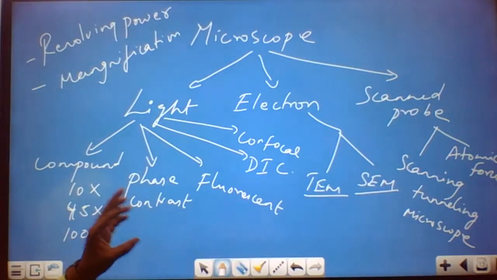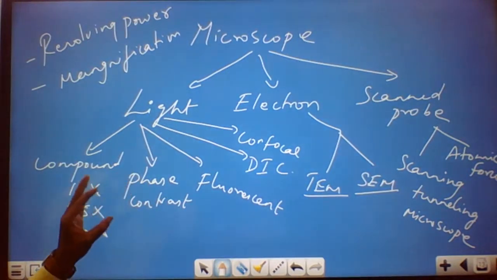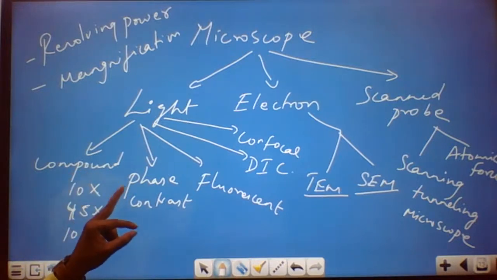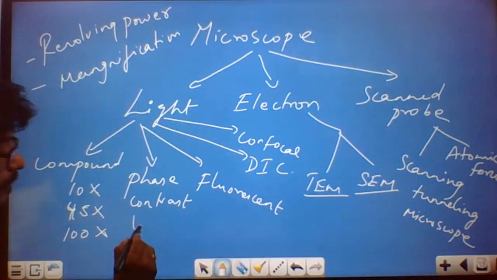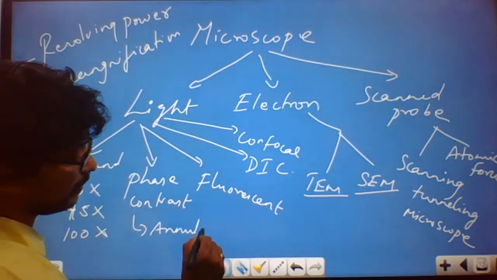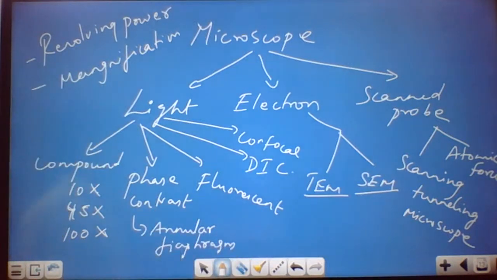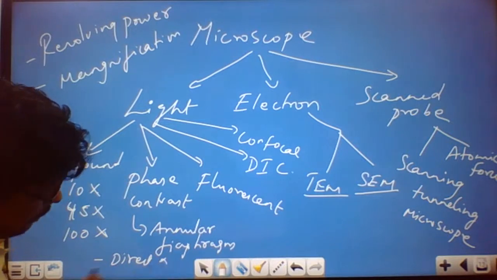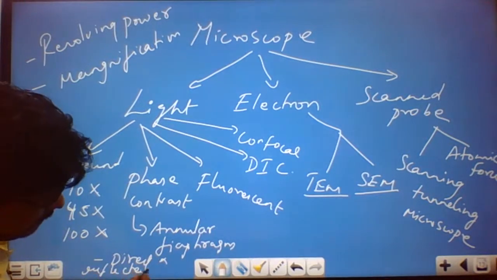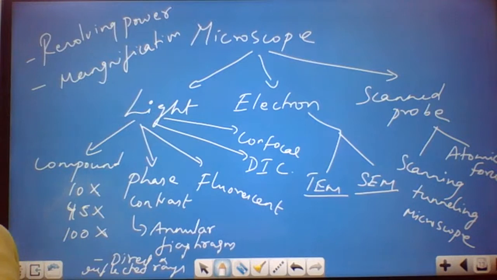So for the applications of these microscopes: the compound microscope we commonly use for looking at fungi, bacteria, and stained specimens. Coming to the phase contrast microscope, here we use a special type of condenser with an annular diaphragm. The principle behind it is that the direct and the reflected rays are brought together in the phase contrast microscope.